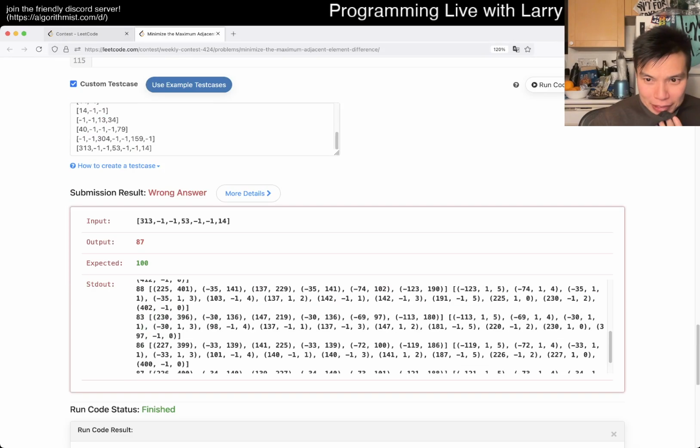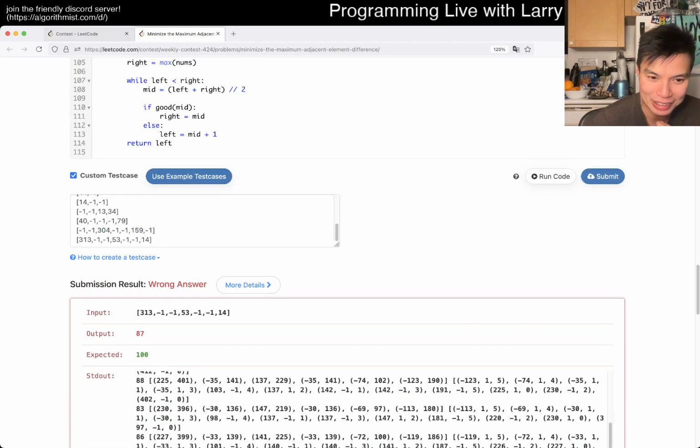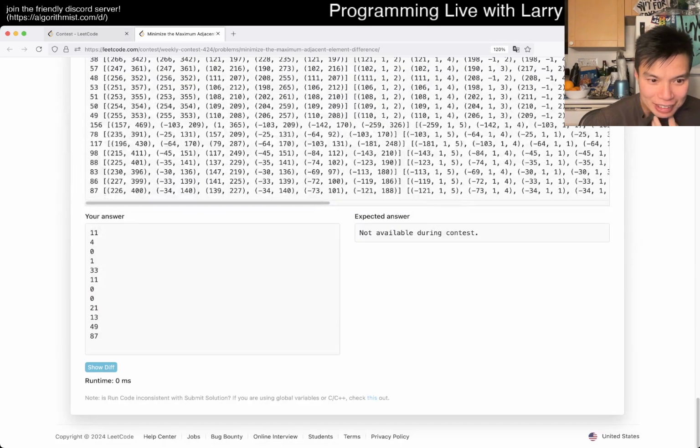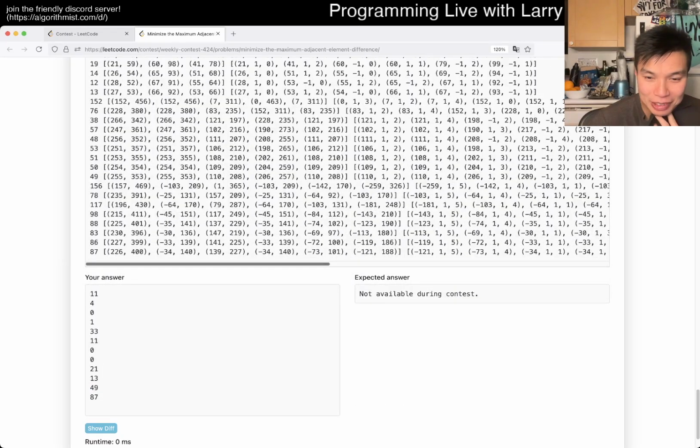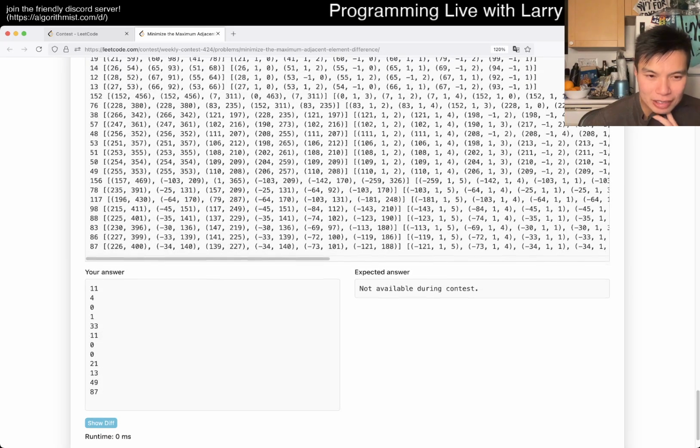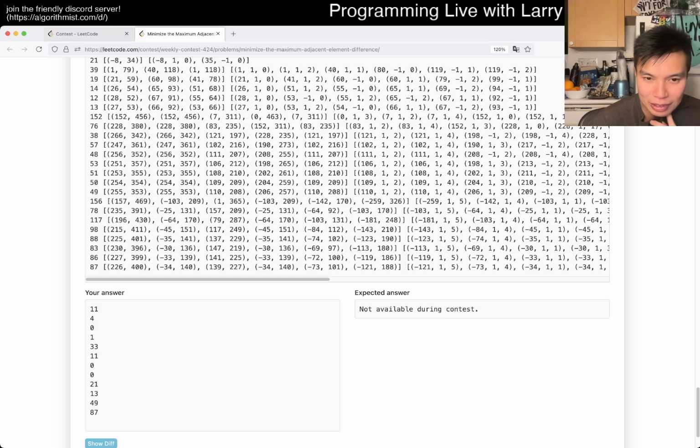My output is better than the expected output, which is actually worse than the other case. I can think about it, but okay, 87. I still don't know if this idea is right, or if it's an edge case. So it thinks that 100 is right. It thinks that 98 is good, which actually should not be.